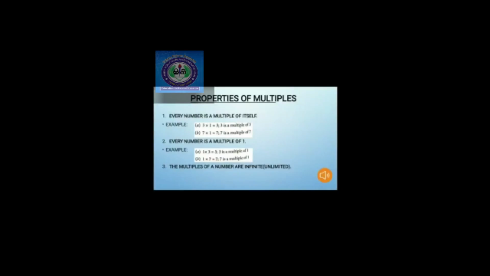Dear students, now let's learn about properties of multiples. The first property is every number is a multiple of itself. You can see it in the example, 3 multiplied by 1 equals 3. It says 3 is a multiple of 3. Similarly, 7 multiplied by 1 equals 7. 7 is a multiple of 7.